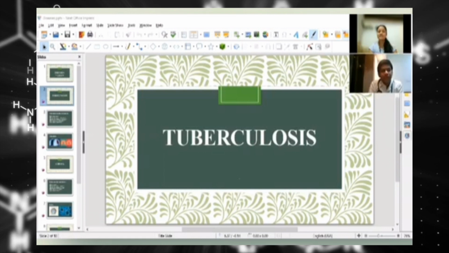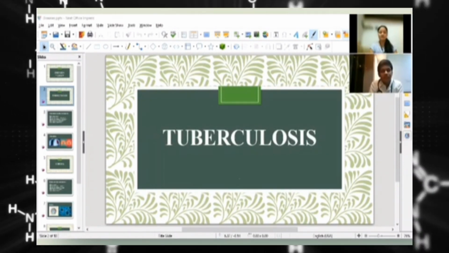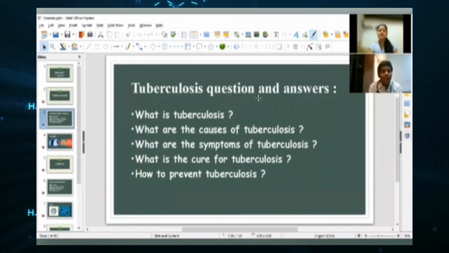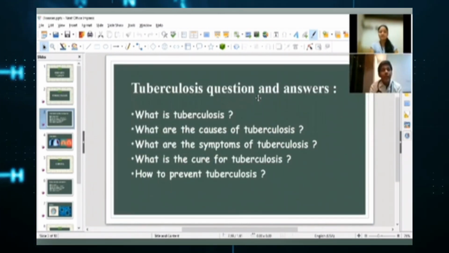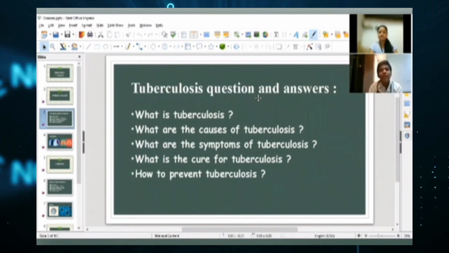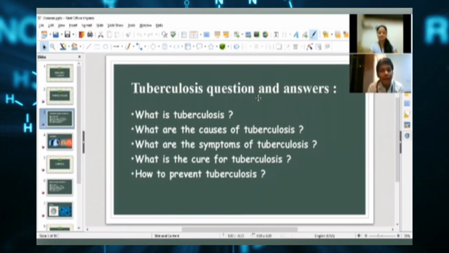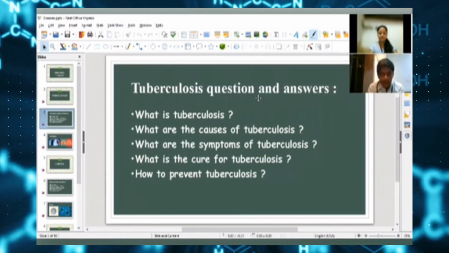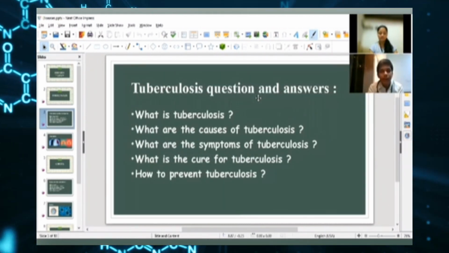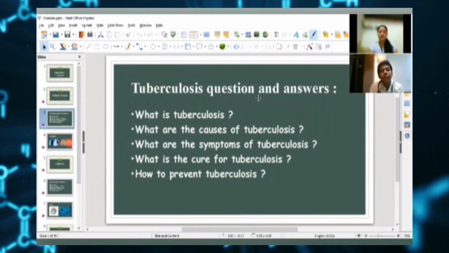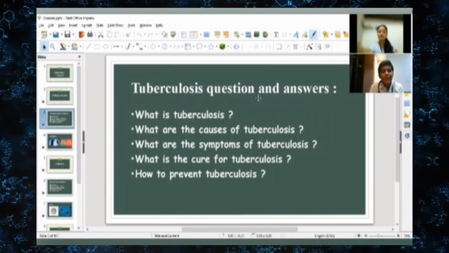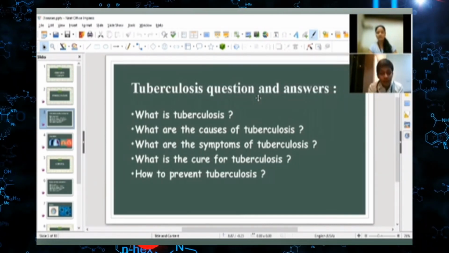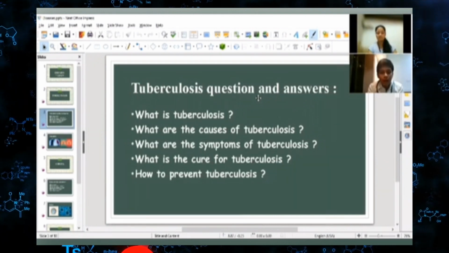So the first disease that we are going to discuss is tuberculosis. What is tuberculosis? Tuberculosis is a potentially serious infectious bacterial disease that mainly affects the lungs. There are two types of tuberculosis, active tuberculosis and latent tuberculosis. What are the causes of tuberculosis, doctor? The bacteria that cause TB are spread when an infectious person coughs or sneezes.